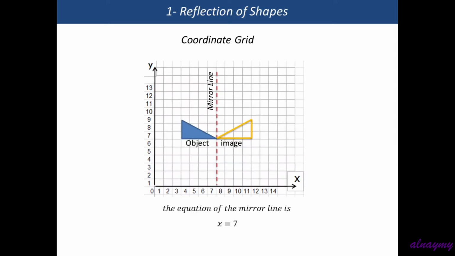First we start with reflection of a shape. In the question, I shall give you a grid like this one, and I shall give you an object, a triangle, and I ask you now to draw me the mirror line and to make the reflection of this object.